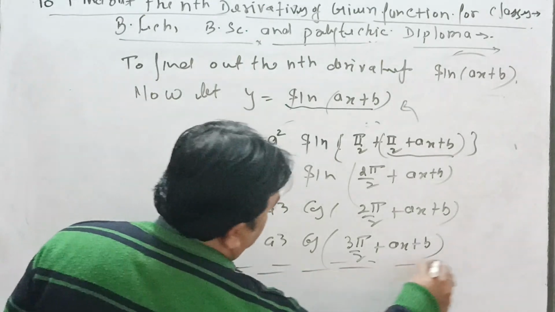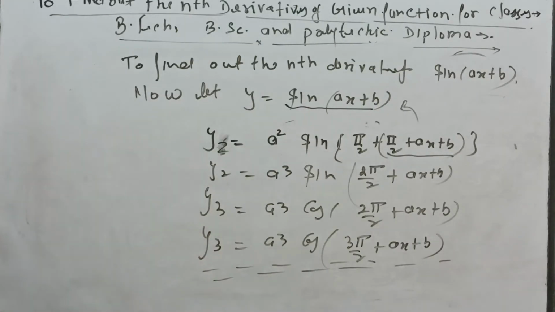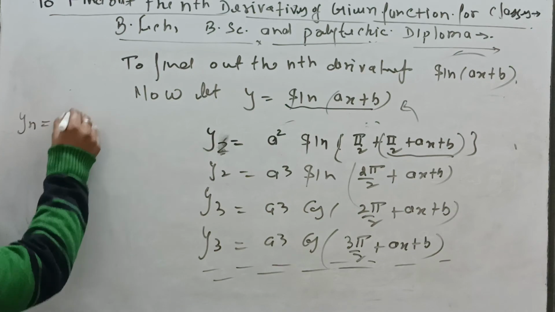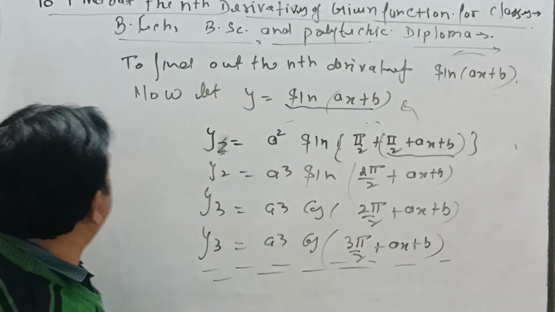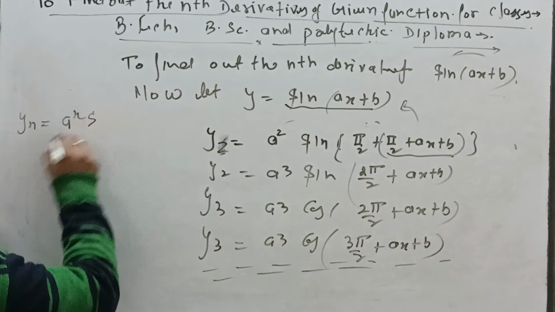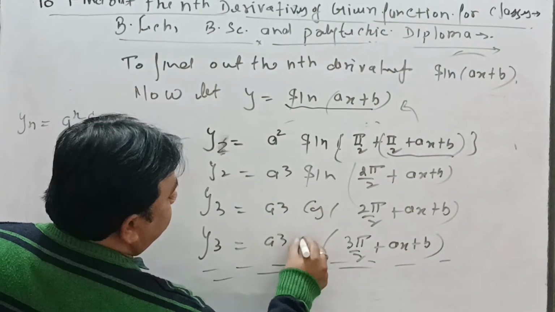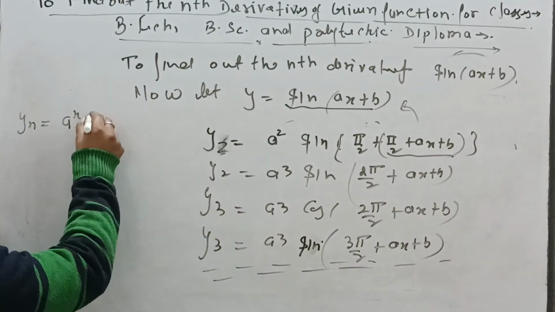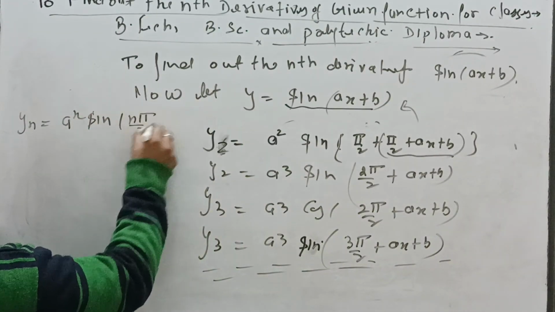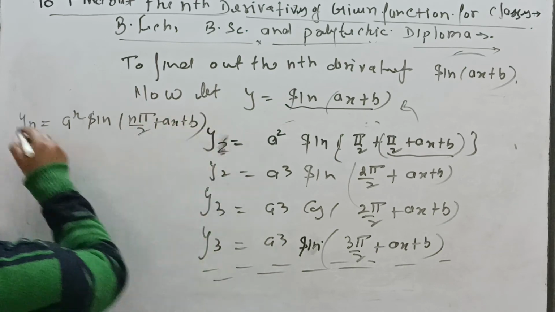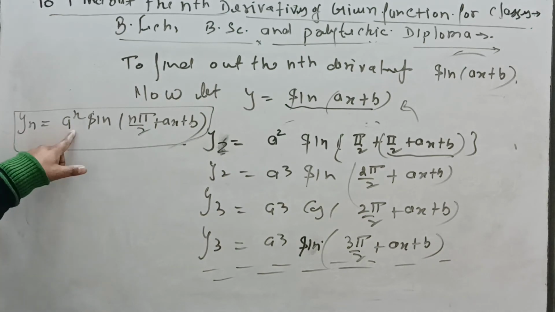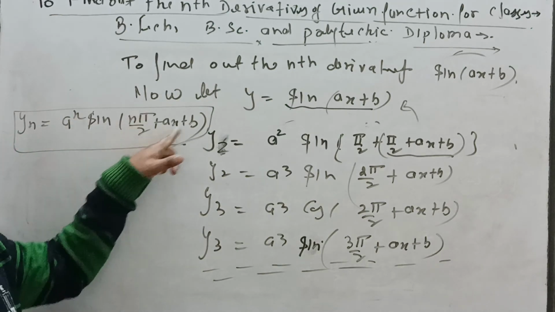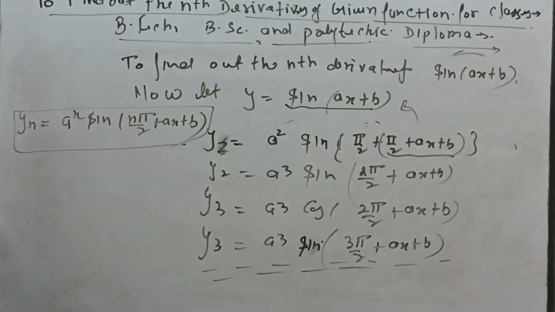So move on like this again and again. You write the nth derivative: yn = a to the power n, with the n pi/2 extra, sin(n pi/2 + ax + b). This is the nth derivative of this function: yn = a to the power n sin(n pi/2 + ax + b). If you have any doubt, please make a note.